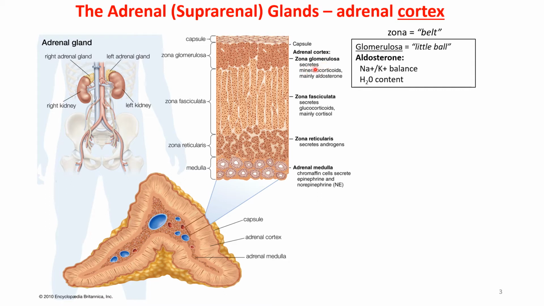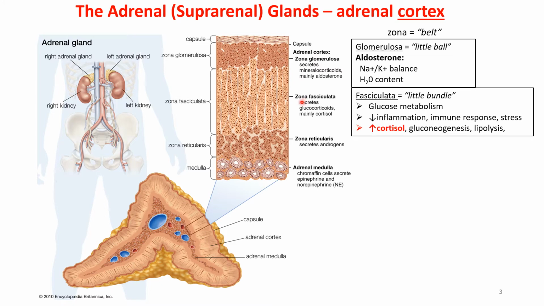This zona glomerulosa is going to secrete our mineralocorticoids. Those are going to be dealing with salts. And the main mineralocorticoid is going to be aldosterone. What aldosterone is going to do is it's actually going to pull salts back into our bloodstream and cause us to increase our blood volume because water is going to follow that salt. If you remember that for physiology, water always follows the salts, you're going to be halfway home. So remember that little saying, water always follows the salts. So aldosterone pulls salts into our blood and it's going to increase the blood volume because water is going to follow that. So that's the zona glomerulosa.